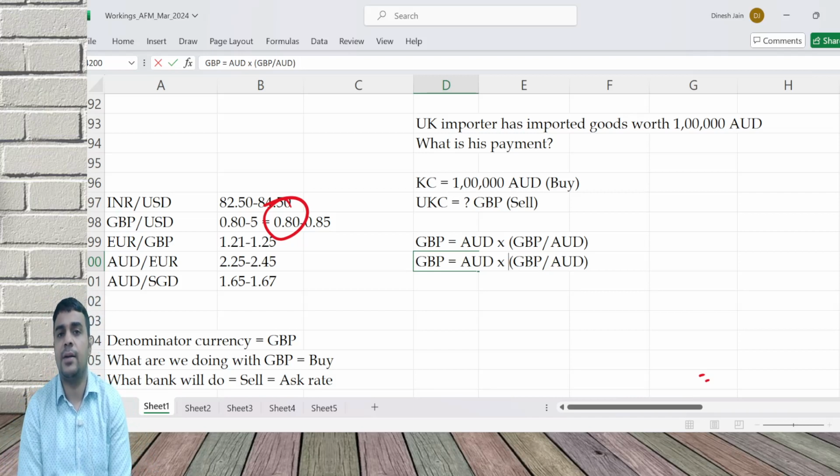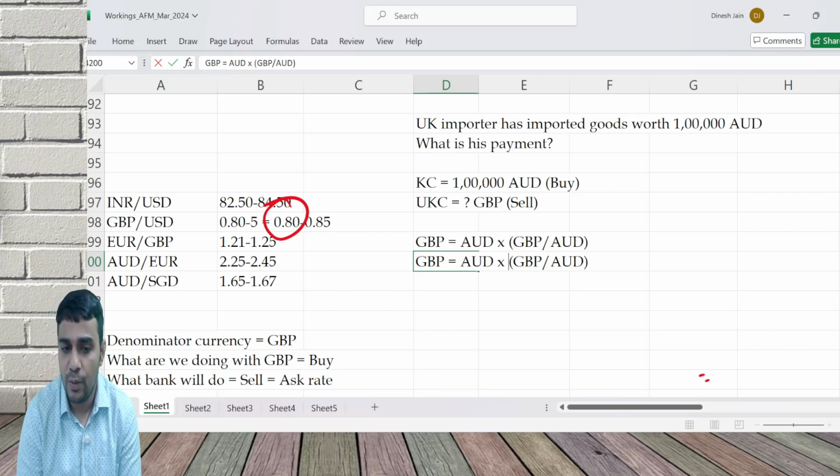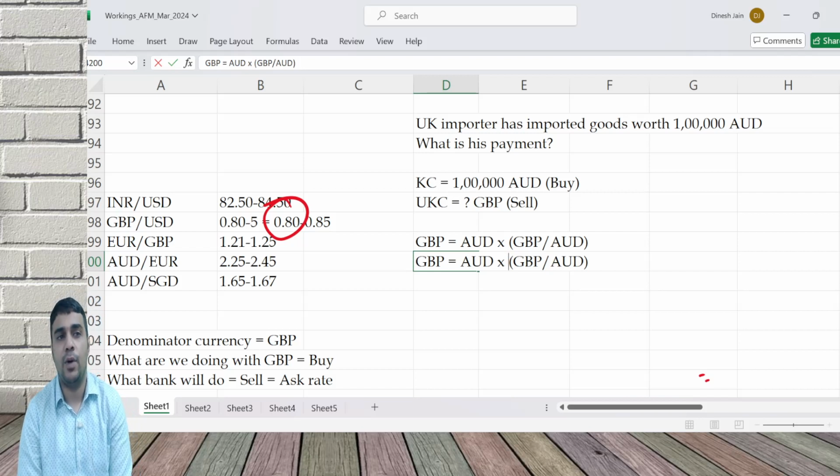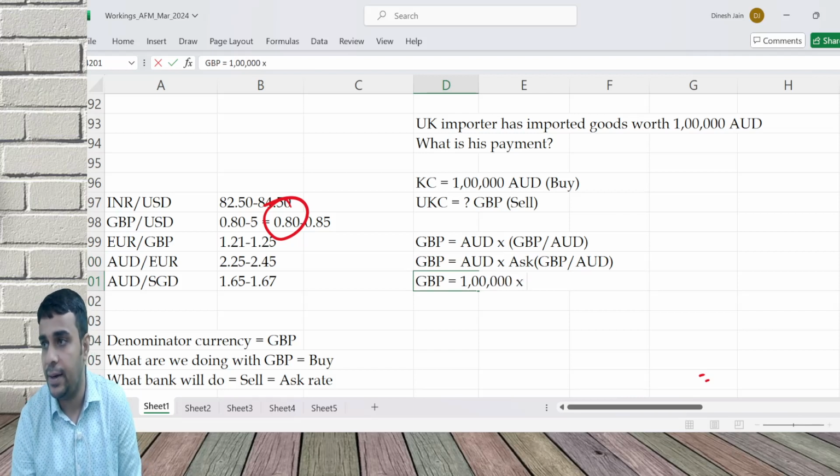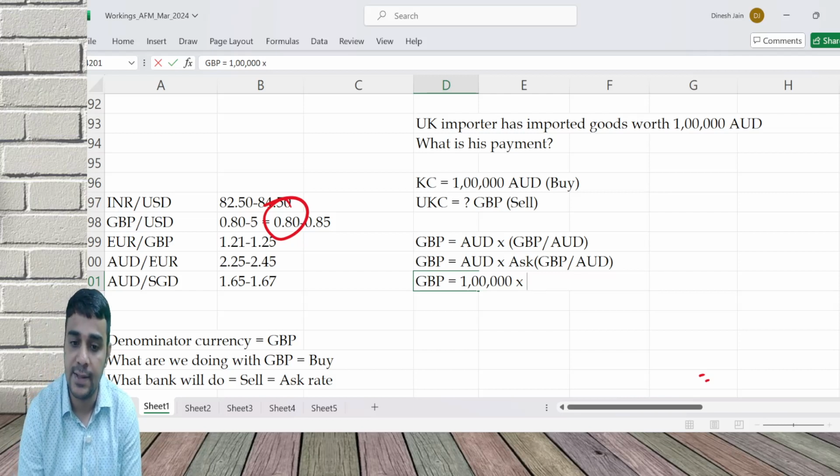What is the denominator currency? AUD. What is the bank going to do with AUD? Sell. Bank will sell at ask rate. This is your third step, technically deciding the bid or the ask rate. Expand and then get the answer now.